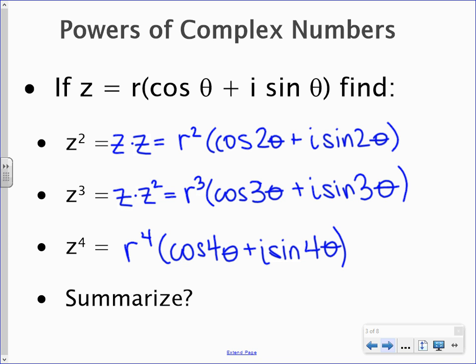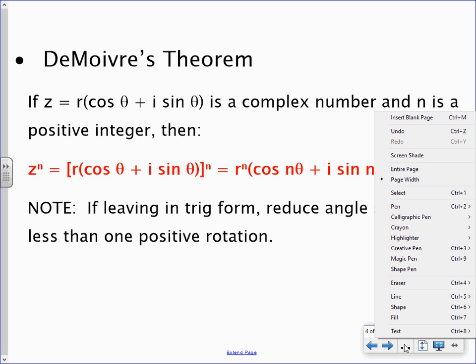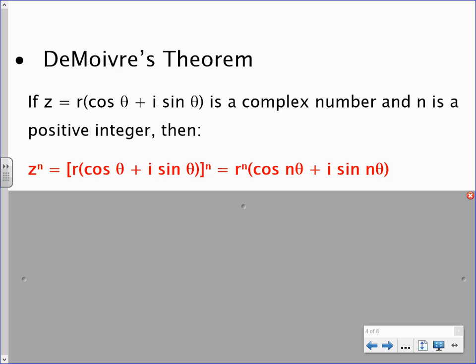So let me introduce you to de Moivre's theorem. Okay, write down what's in red. De Moivre's theorem is this in red. It's what you just figured out on the slide previous.